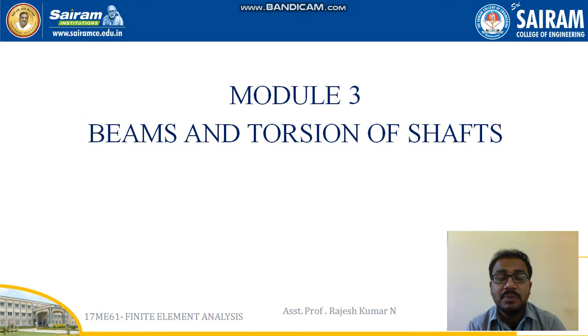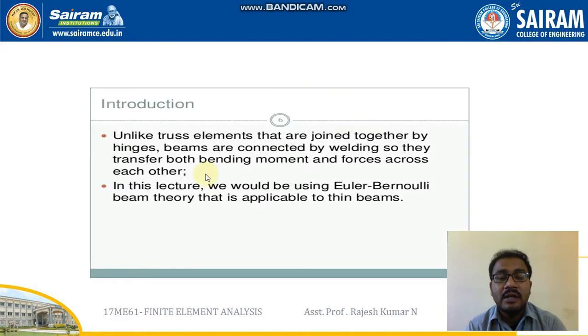many different ship constructions. How can a beam be defined? A beam can be defined as a long, slender structural member whose cross section is always smaller than its length. And we already discussed some topics on trusses, where we learned that truss elements are usually joined together by means of welding, but beams we will be connecting with the help of hinges, welding, or both. Because of this, it usually transfers both bending moment and forces across each other.